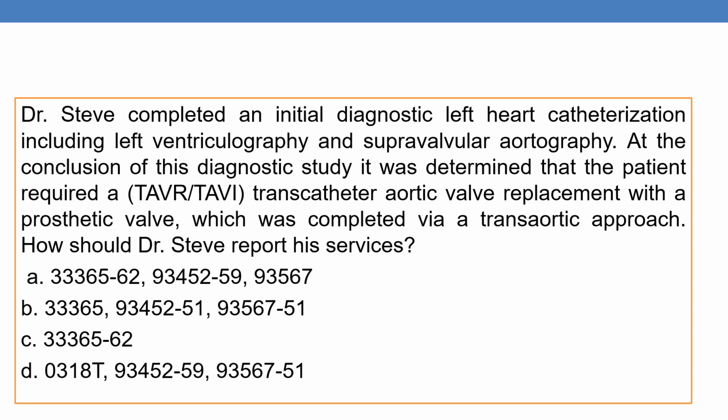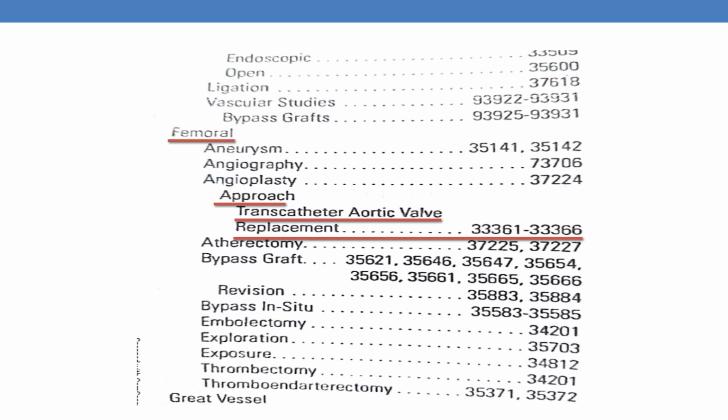Now, first of all, let us see catheterization. Catheterization is a key term. First of all, you have to go to artery. Under artery, you need to go for femoral. Under femoral, again you have to go for approach. Under approach, you can find transcatheter aortic valve replacement. And the CPT range is 33361 to 33366.